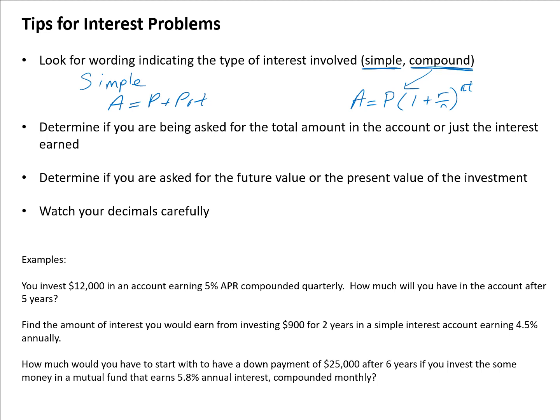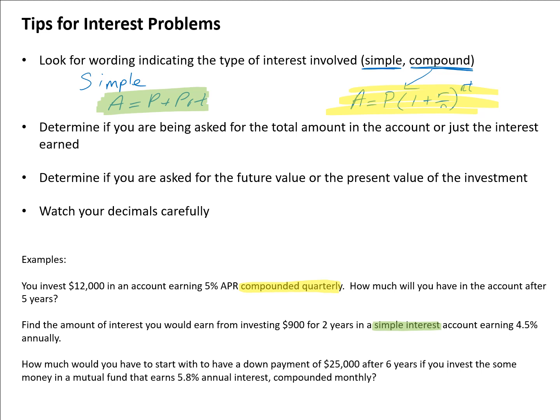For instance, I've got three examples below. In the first one, as you read through, you invest 12,000 and earn 5% APR compounded quarterly. So that's a problem you're going to be working with the formula for compound interest. Whereas in the second example, it says find the amount of interest you would earn from investing $900 for 2 years in a simple interest account. Right there, that's simple interest, so I'm using the simple interest formula. So you want to watch the wording to make sure you're using the correct formula.